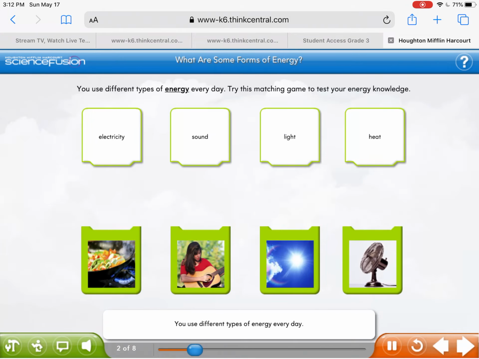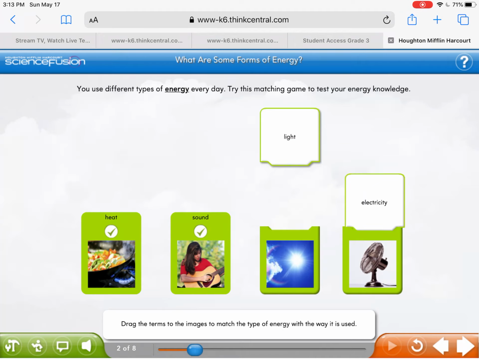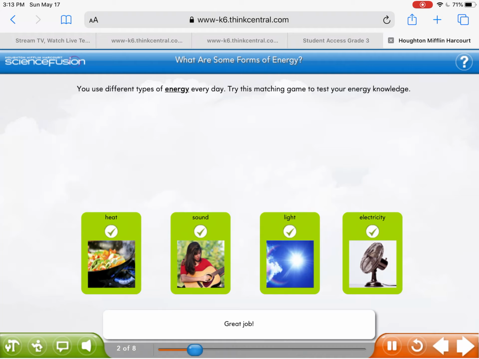You use different types of energy every day. Try this matching game to test your energy knowledge. Drag the terms to the images to match the type of energy with the way it is used. So we have electricity, sound, light, and heat. This first one is cooking the food with heat. We can hear the sound energy of the guitar. The electricity is what makes the fan work, and light. Great job! Now you're going to see what these forms of energy have in common.